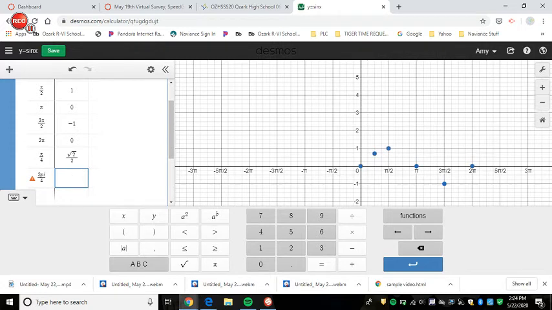And at 3 pi, I may have a mistake here, let me just check it. 3 pi over 4. At 3 pi over 4, sine is also square root of 2 over 2. So you can see how it goes up and kind of comes back down.